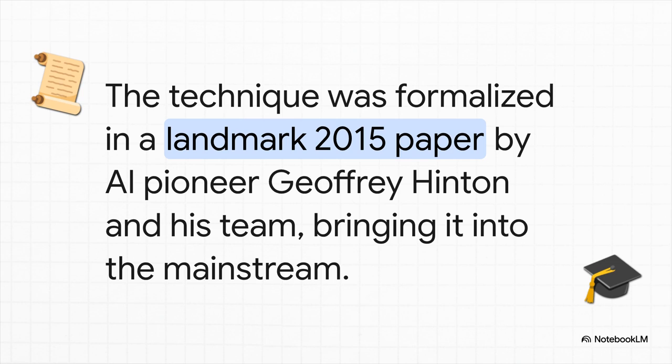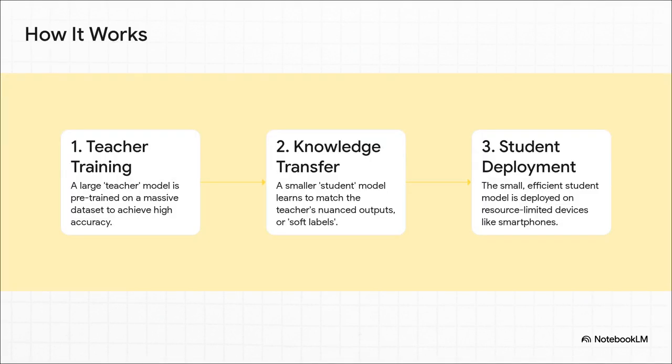That's what really kicked this whole thing into the mainstream. It really just boils down to 3 main steps. Step 1, you take your huge teacher model and you train it on a massive data set until it's an absolute expert. Step 2, this is key, you train the smaller student model, but not on the original data. Nope, you train it on the teacher's answers. It's basically learning to copy its mentor's homework, but in a good way.